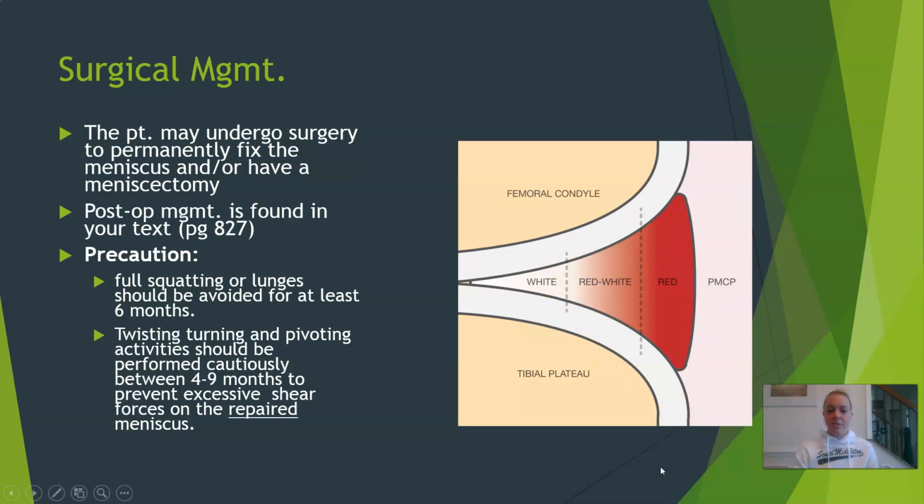Or what they will often do is a meniscectomy, where they will go in and just remove the torn part. There are pros and cons to that. The biggest con, obviously, is that you're removing part of that meniscus, which is part of the cushion for the knee. So the patient is going to be more likely to have some breakdown of the knee there. Typically, most patients that I have seen post-meniscectomy rehab relatively quickly.